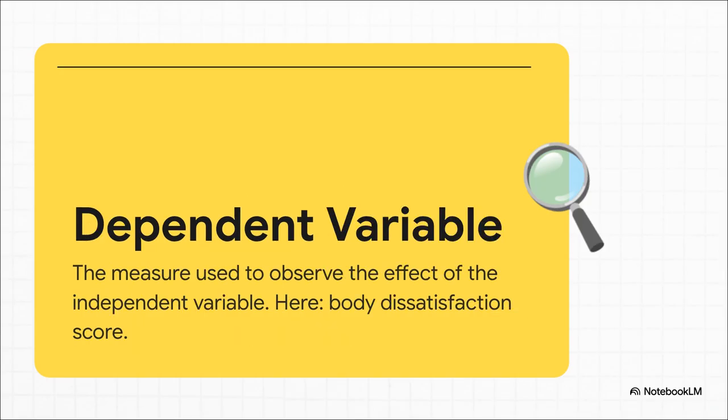And then, of course, you have to measure the effect of that change. That's your dependent variable. In this case, it was something they called a body shape dissatisfaction score. Basically, they showed the girls a bunch of drawings of different body shapes and asked them which one looks like you and which one do you wish you looked like. The gap between those two answers became their score.